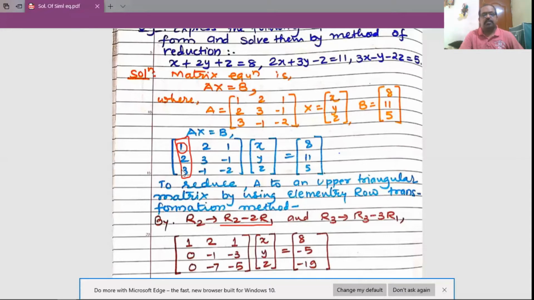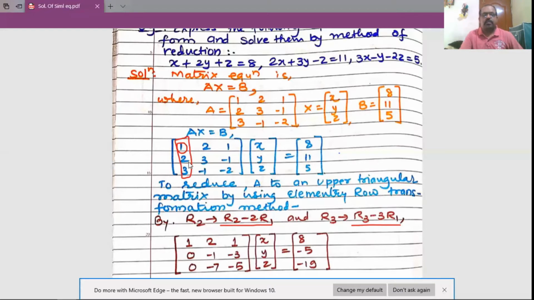Similarly, to reduce the third element of that column, that is 3, to 0, since this one is 3, I have to multiply this entire row by 3, that is 3R1, and subtract it from R3, because 3 is in the third row. So the transformation will be R3 minus 3R1. Hope everyone got this. So now let's apply this to the matrix equation Ax equal to B.